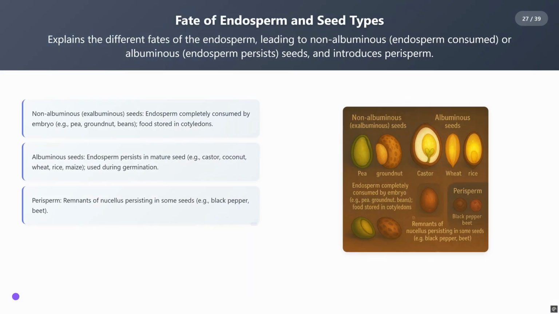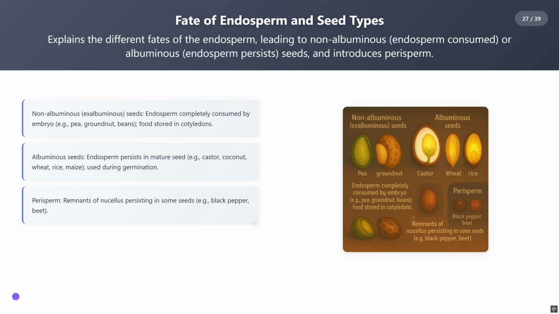Fascinating. So what ultimately happens to this endosperm? Does it always stick around in the final seed? Not necessarily. In many plants, the endosperm gets completely used up by the developing embryo before the seed even reaches maturity. This happens in seeds like peas, groundnuts, and beans. We call these non-albuminous or ex-albuminous seeds. In these cases, the food reserves needed for germination are stored directly in the embryo's cotyledons, which become thick and fleshy. So the embryo eats all its packed lunch before the journey starts. You could put it that way.